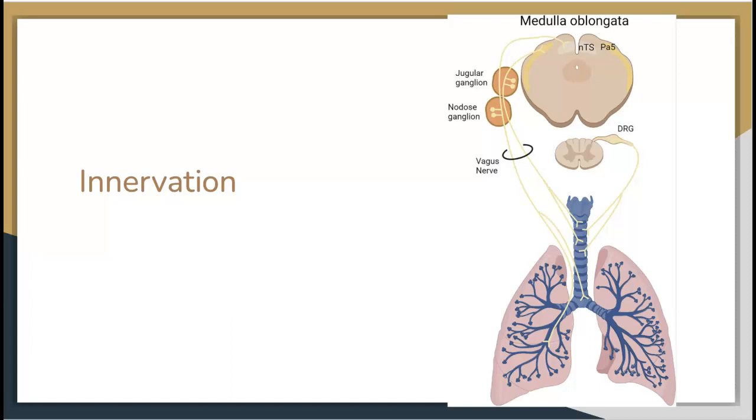The parasympathetic innervation causes constriction of the bronchi, dilation of the pulmonary vessels, and increased gland secretion. The sympathetic innervation causes dilation of the bronchi and constriction of the pulmonary vessels.